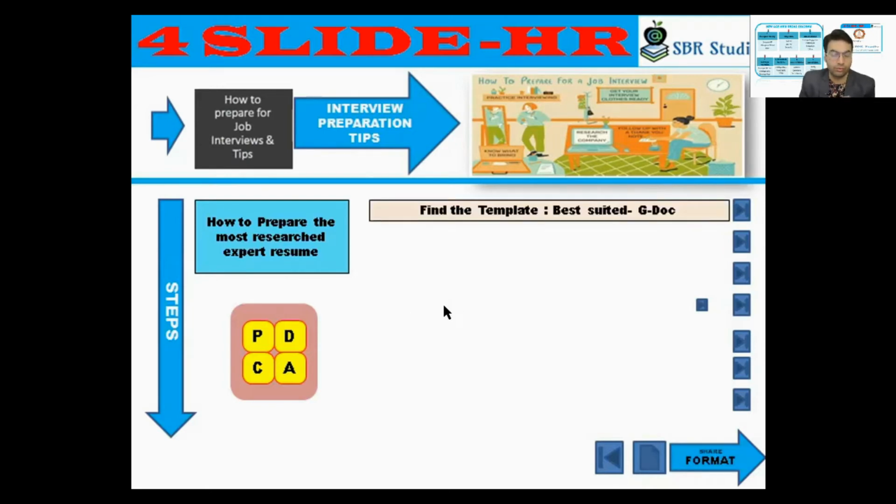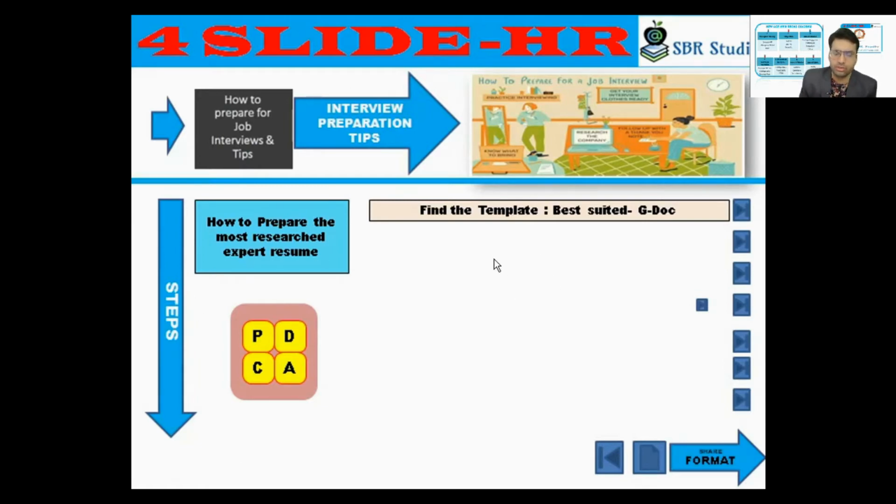The first and foremost thing is that you should know how to find the template best suited for your resume. As we are discussing in this section, you will learn here how to prepare the most researched and more interactive resume. You do not have to go anywhere, but because writing a resume is a very hectic job, if someone wants to go to a template, they will ask how to do that. So we will discuss that here.